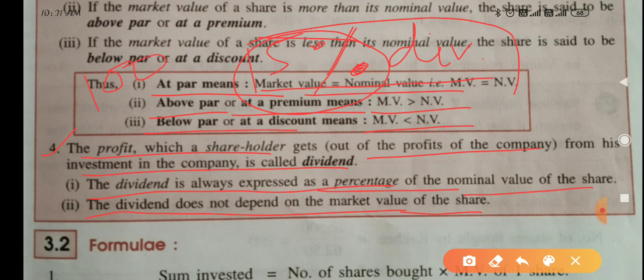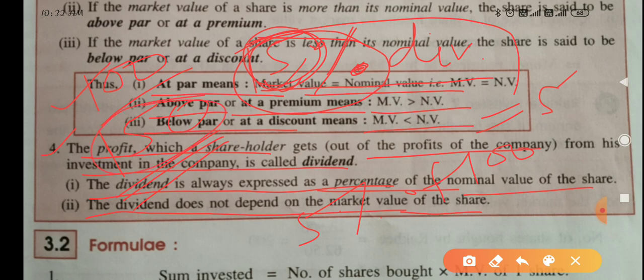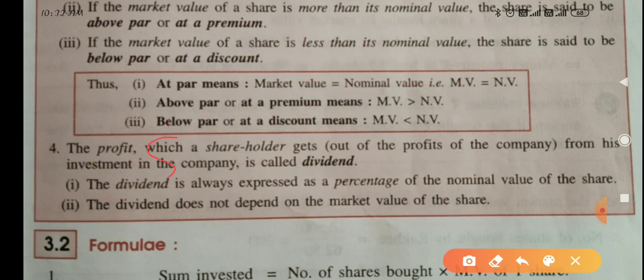Suppose you are purchasing 100 rupees shares from the market at rupees 150, and the company is giving 5% dividend. So the company will give 5% of 100, which means 5 rupees, not 5% of 150.